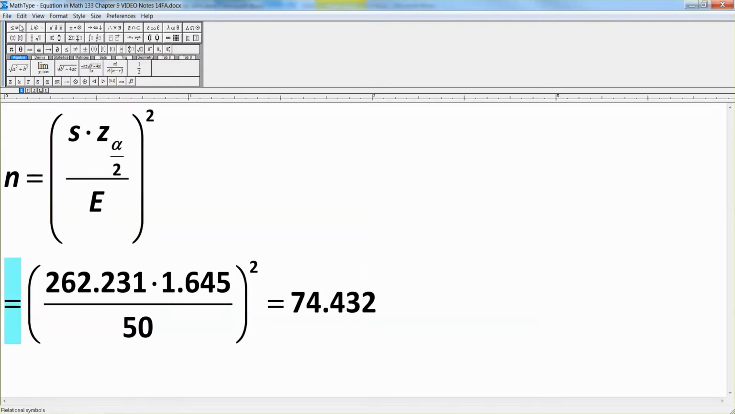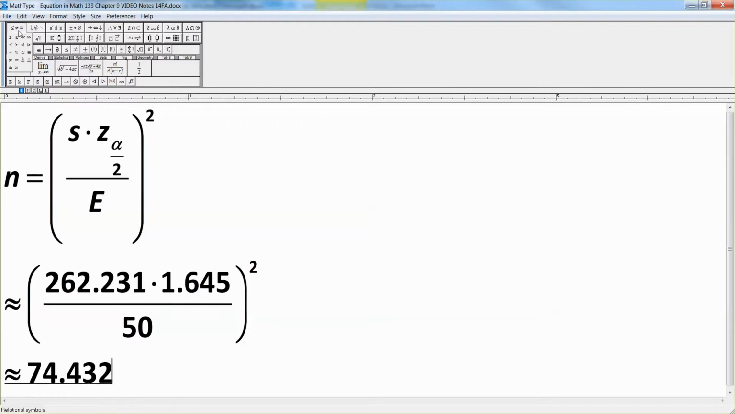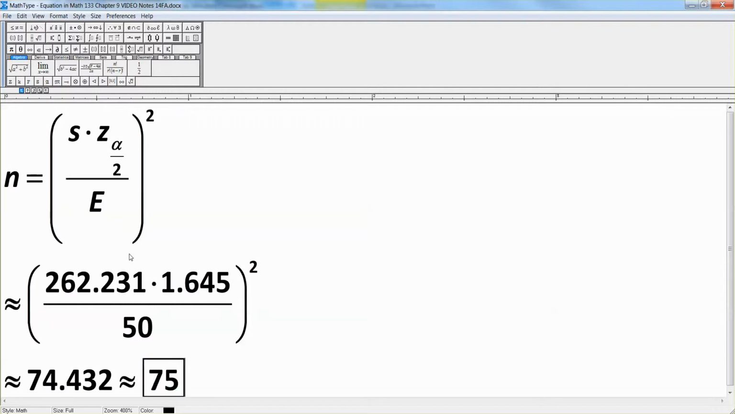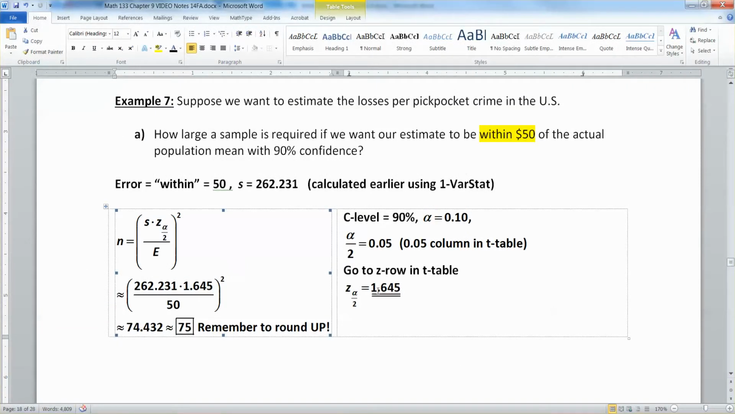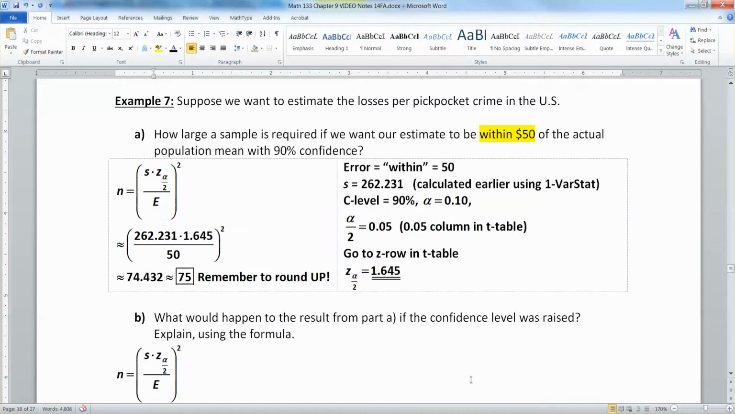Technically, all of this is approximation because we're rounding our S values and we're rounding our Z values. So I will just leave it like that, which means that it's about 75 because remember, we always, always, always round up. And there we have it. So here's my error. That's the within part. That's 50. And then I had my S, which is calculated earlier, my confidence level right here, my alpha's 0.10.